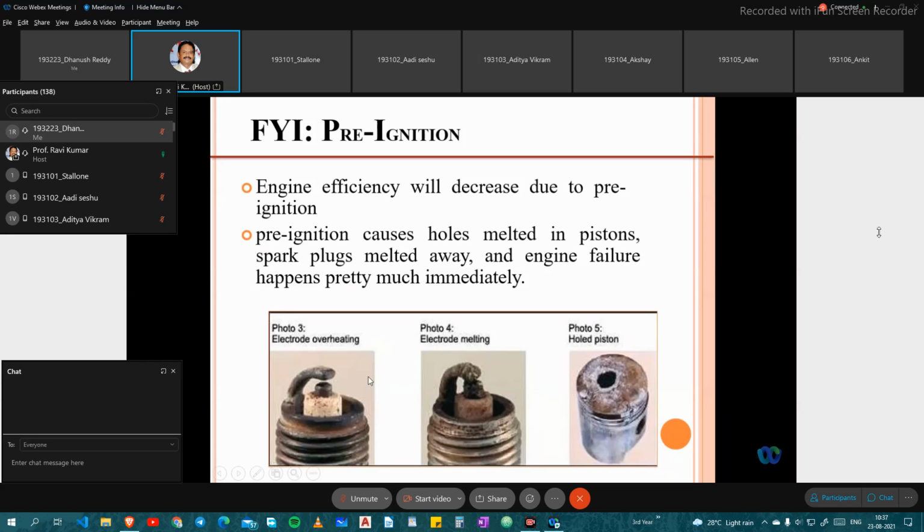Suppose your vehicle, a two-wheeler, is not starting. If you take it to the mechanic, he will instantly open the spark plug and clean it. Once he cleans the spark plug and the spark strength is good, he says that your engine will start very easily. Spark plug cleaning is very important. Spark plug maintenance is also very important for reducing pre-ignition or post-ignition of the engine.